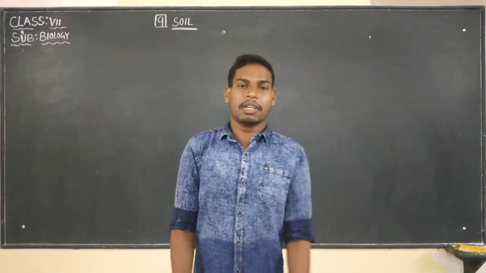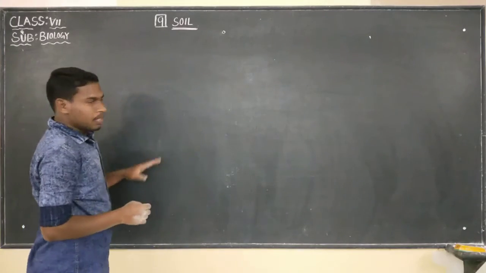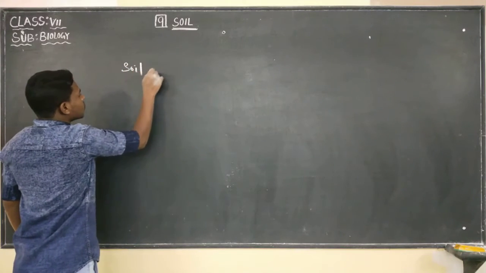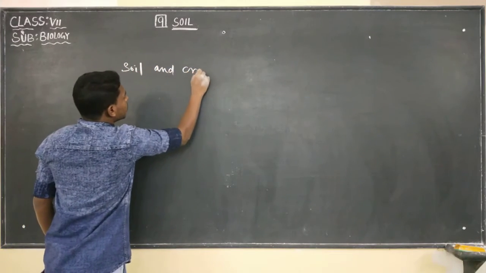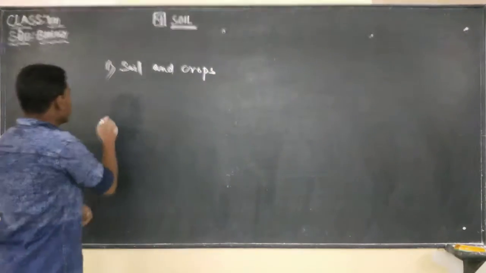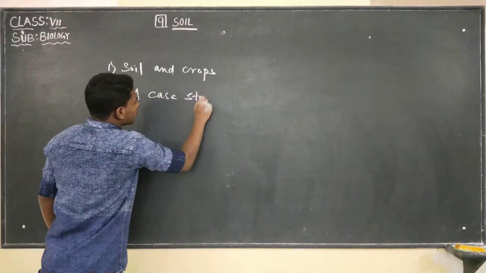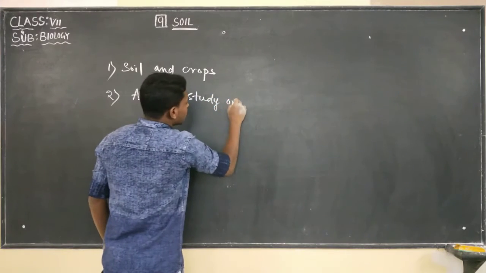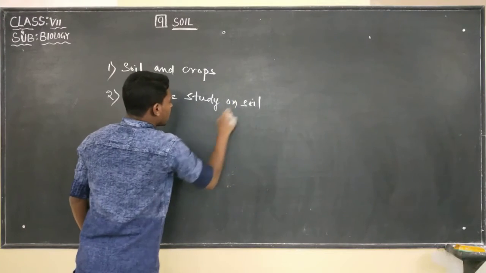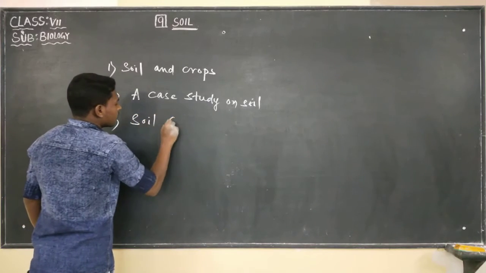Hi everybody. In today's class we are going to discuss three subtopics of the chapter known as soil. What are they? They are soil and crops, which will be the first topic that we will discuss, next a case study on soil, and the last one that we will discuss today is soil erosion.